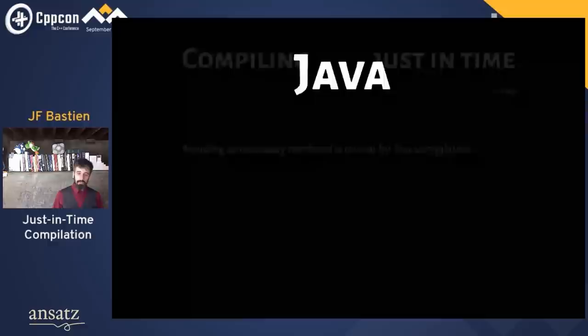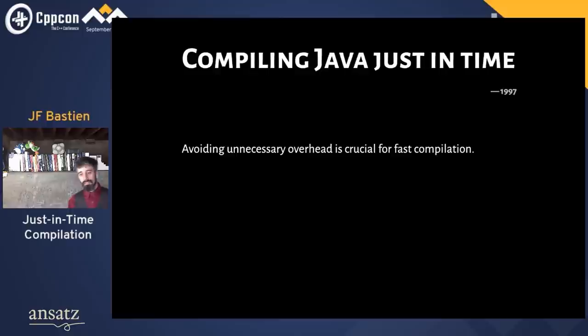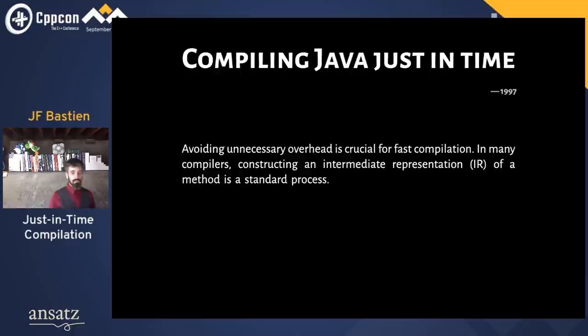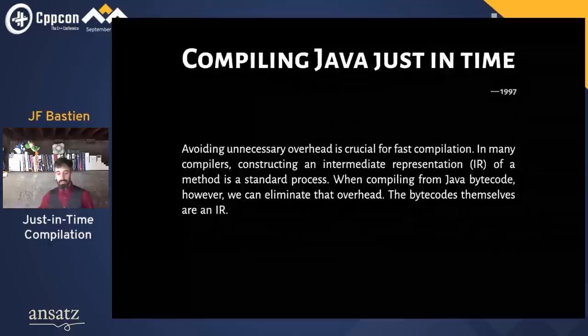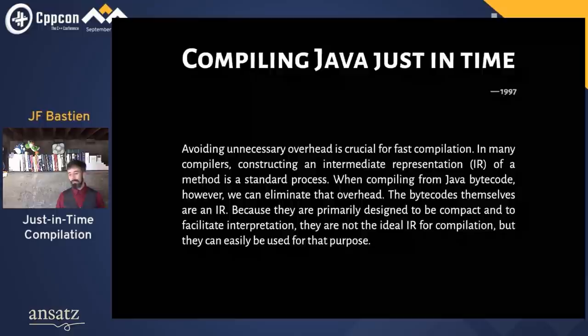There's a cool paper called Compiling Java Just in Time. And their pitch was avoiding unnecessary overheads is crucial for fast compilation. We'll talk about that in a bit. In many compilers, constructing an intermediate representation of a method is a standard process. When compiling from Java bytecode, however, we can eliminate that overhead, the overhead of creating an IR. But the bytecodes themselves are an IR. Because they're primarily designed to be compact and to facilitate interpretation, they're not the ideal IR for compilation, but they can easily be used for that purpose.